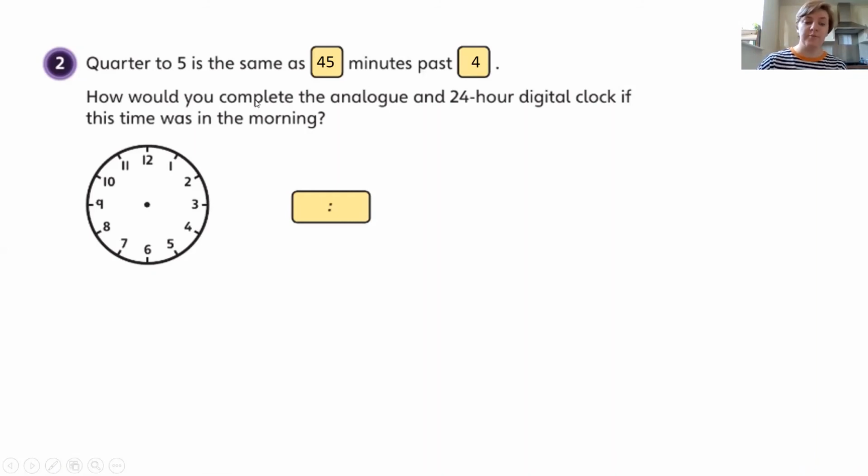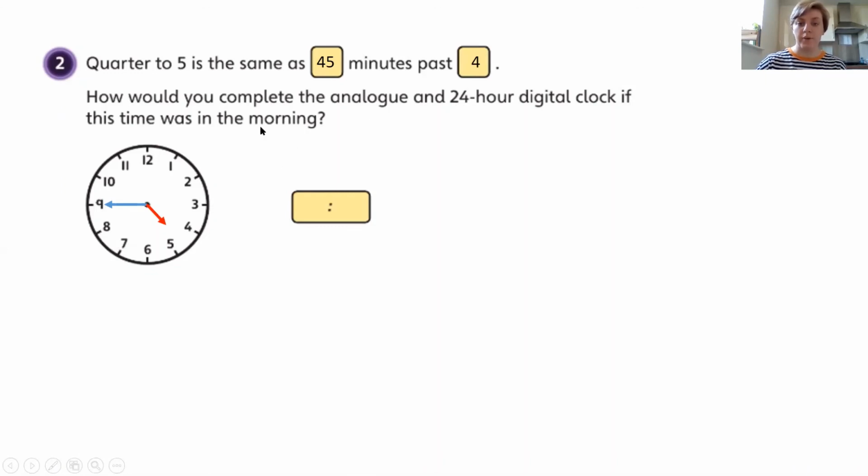Now, if I'm filling in my analog clock, I know that I need a minute hand and an hour hand. Now, the minute hand represents how many minutes past or to the next hour it is. So I know it's 4:45 or 45 minutes past 4. So my minute hand will sit there. That shows me 4:45, and it is 4:45. It's not quite 5 o'clock yet. So my hour hand is going to go just here in between the 4 and the 5, but closer to the 5.